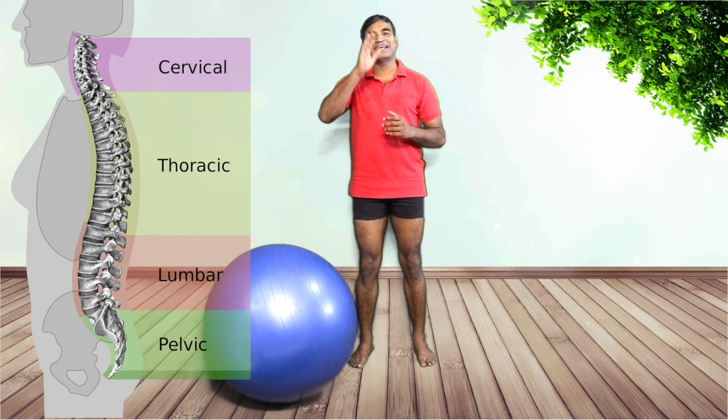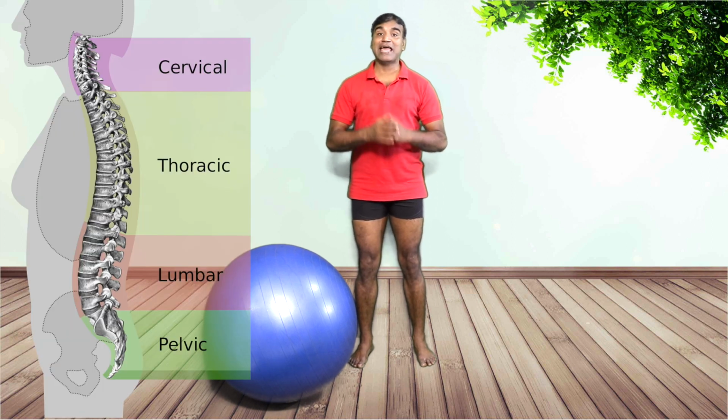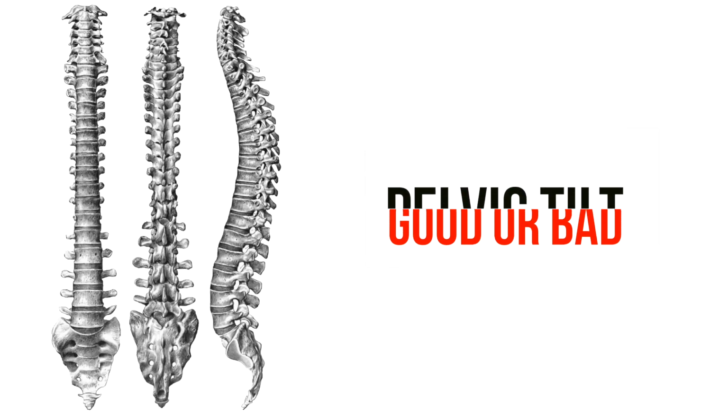Our spine has a natural curve, the S shape. A neutral spine position refers to the natural curves of a healthy spine.